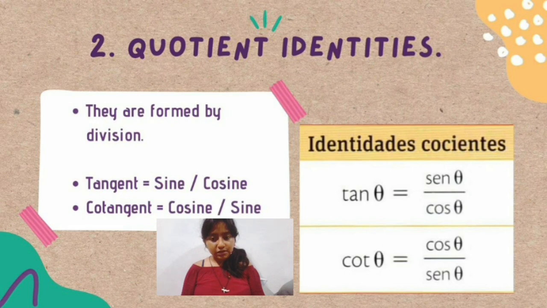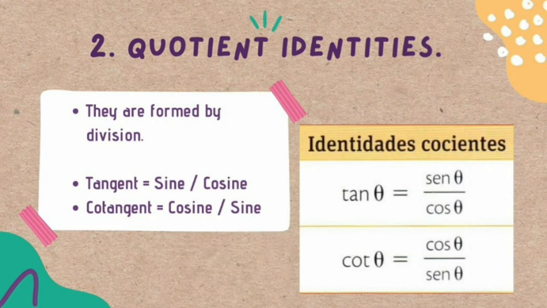There are two trigonometric quotient identities, tangent and cotangent, and they have the property of relating, by means of a quotient, the trigonometric functions sine and cosine. Here we have that the tangent of the angle is equal to the sine between the cosine, while the cotangent of the angle is equal to the cosine between the sine.